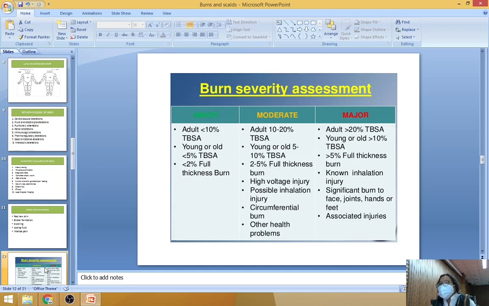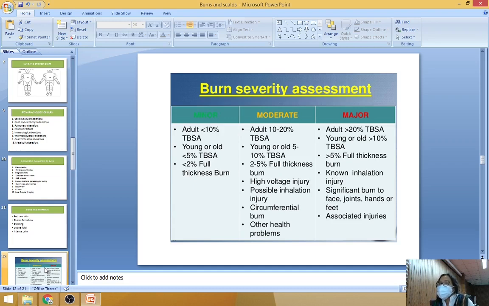If an adult has less than 10% of total body surface burned, it will be minor. Younger or old, less than 5% total body surface, and less than 2% full thickness burn, all these three categories come under minor. Same way for moderate and major. So before finding the severity of burn, first we have to find out the percentage.